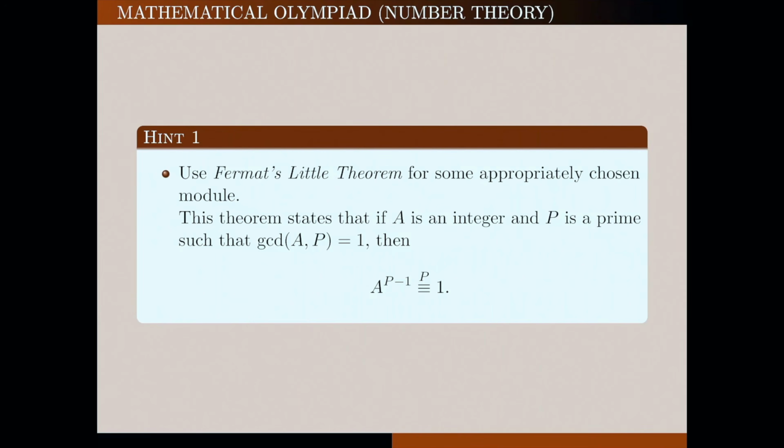Hint number 1. Use Fermat's little theorem for some appropriately chosen modulus. This theorem states that if A is an integer and P is a prime such that the GCD of A and P equals 1, then a^(p-1) is congruent to 1 modulo p. On the next slide, I will provide you with another hint so that you see which modulus is suitable to work with here. If you don't want to see that, please pause the video at this point.